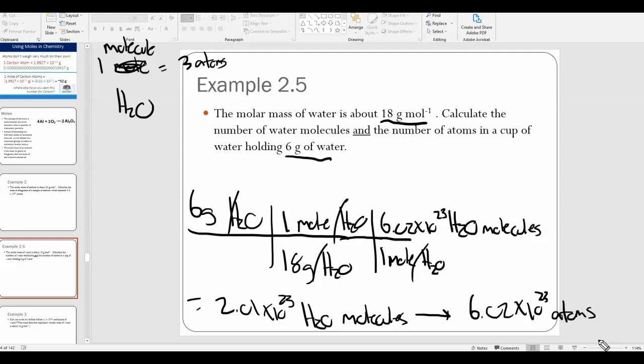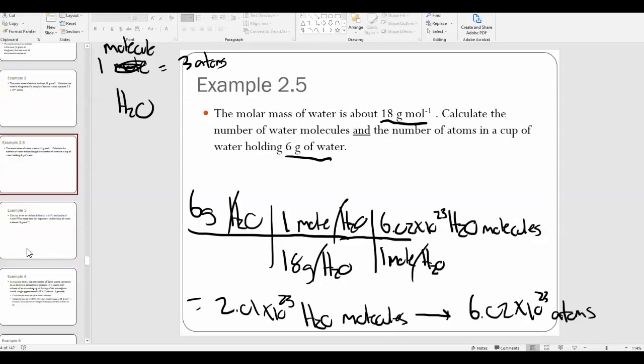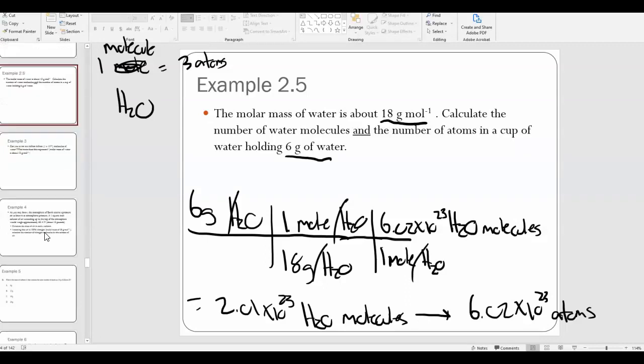And you might think that's strange. How did it end up being 6.02 times 10 to the 23? Well, I just happened to choose the number to work out that way. That's a coincidence. Don't overthink that. Okay, so those are the two answers to the questions. Pause there if you need to look at it some more. Okay, so let's try to do a few calculations on your own.